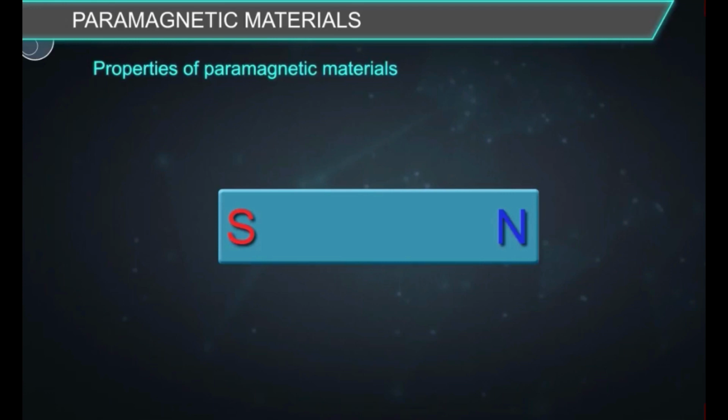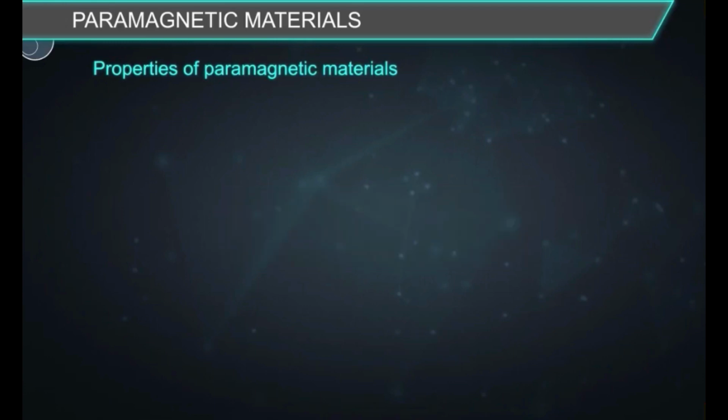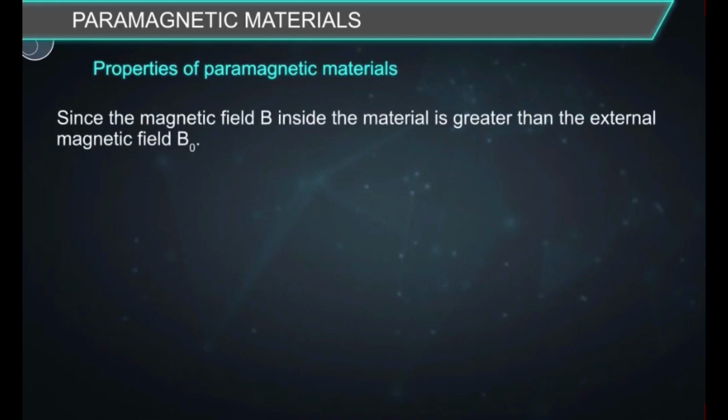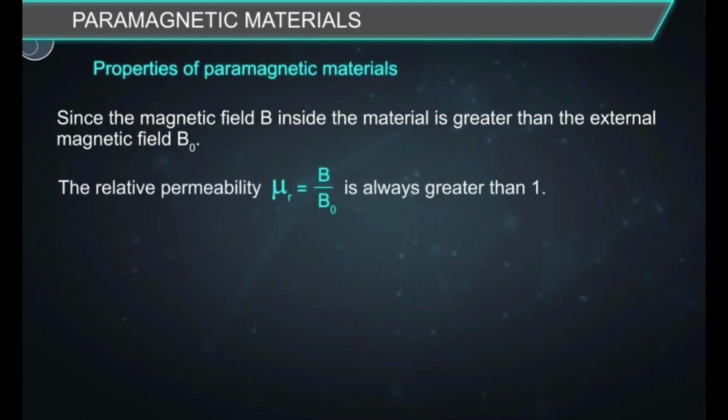The resultant magnetic field will look something like this. The magnetic field lines look as if they prefer to pass through the paramagnetic material rather than air. The magnetic field B inside the material is more than the external magnetic field B naught. 3. Since the magnetic field B inside the material is greater than the external magnetic field B naught, the relative permeability mu r, equal to B by B naught, is always greater than 1.